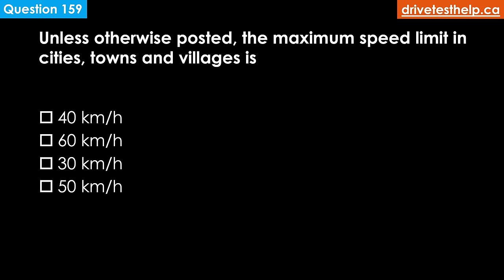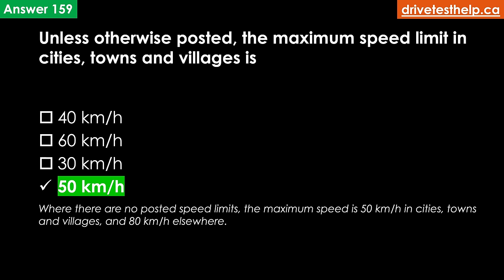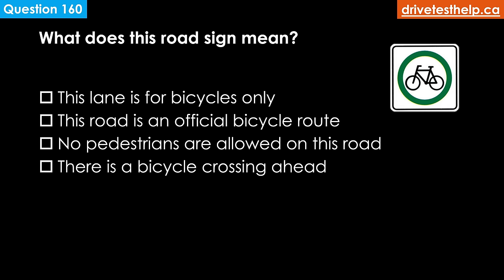Unless otherwise posted, the maximum speed limit in cities, towns, and villages is 40 kilometers an hour, 60 kilometers an hour, 30 kilometers an hour, 50 kilometers an hour. The correct answer: 50 kilometers an hour. Where there are no posted speed limits, the maximum speed is 50 kilometers an hour in cities, towns, and villages, and 80 kilometers elsewhere. What does this road sign mean?